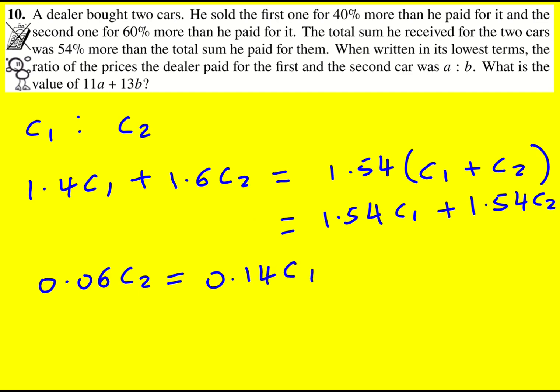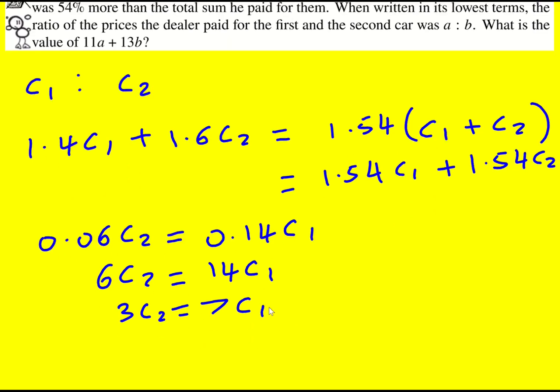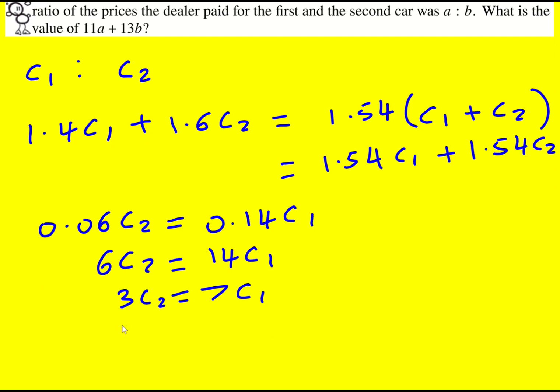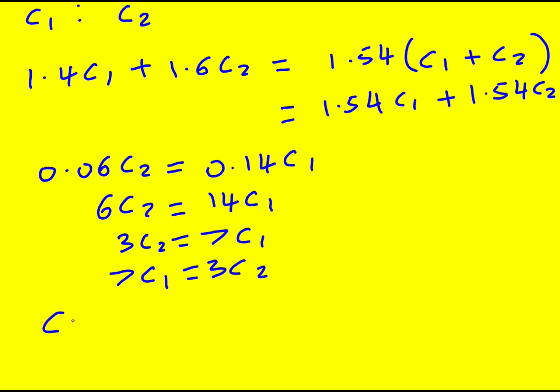I'm going to times through by 100, so 6 C2 is equal to 14 C1, and therefore 3 C2 is equal to 7 C1. I'm just going to rewrite that, 7 C1 is equal to 3 C2, just swap it around. It's possible to straight away write the ratio down. C1 to C2 is equal to, basically take the opposite number, 3 to 7.